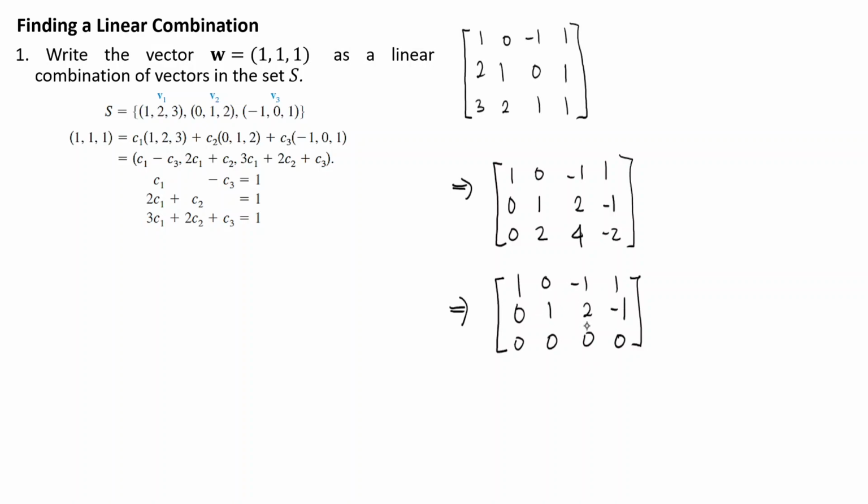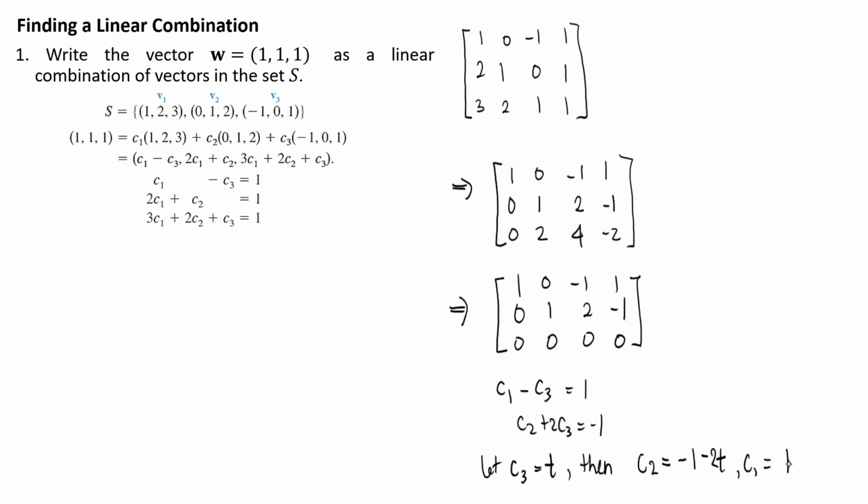And then from rows 1 and 2, we have c sub 1 minus c sub 3 equals 1. Then c sub 2 plus 2 c sub 3 equals negative 1. So we can let c sub 3 be t. So let c sub 3 equals t. So substitute, then you get c sub 2 equals, transpose on the other side, negative 1 minus 2t. And then again, this is t. So c1 is equal to 1 plus t.